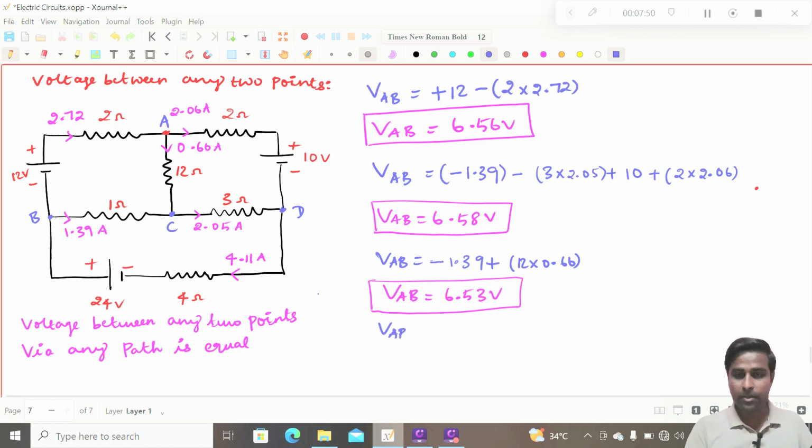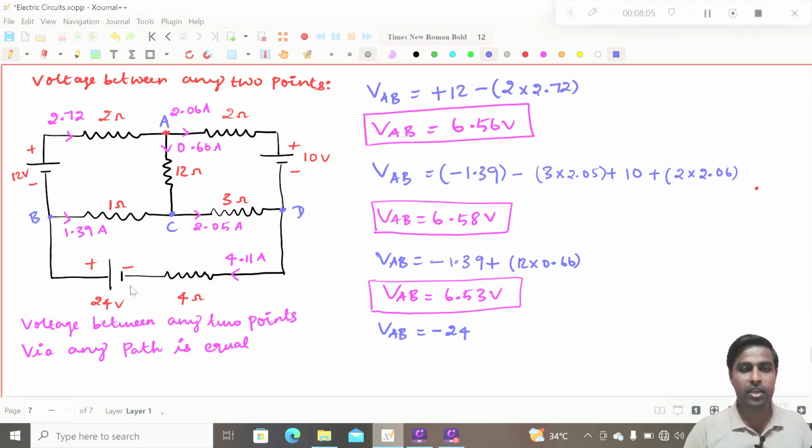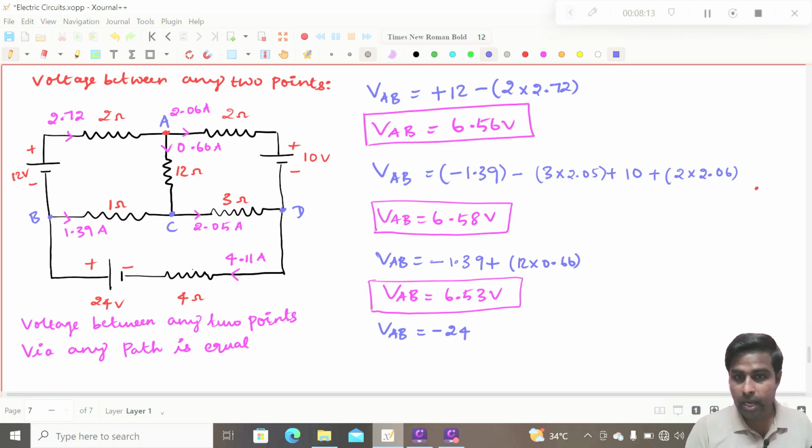VAB again, which is equal to, you see, start from this point, come this way, and I am traveling from plus to minus here, right? So plus to minus, then what you will get? That should be minus 24. You have to understand. That should be minus 24, and you come in this way. I am coming in this way, but this current is opposite to me. So what I have to put? I have to put plus 4 into 4.11, right?